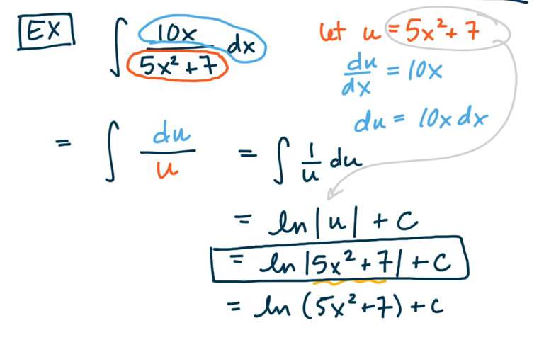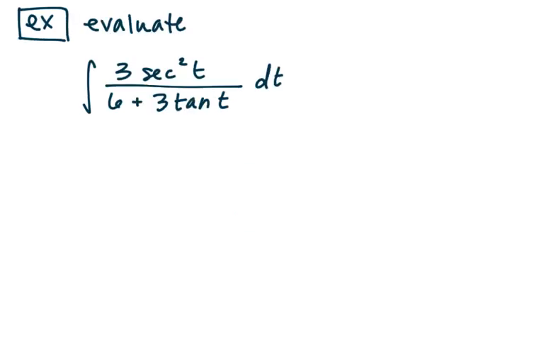Let's do one more expression with an integral that will turn out to have a logarithm as the solution. So here we have another integral to evaluate. It's the integral of 3 secant squared t divided by the quantity 6 plus 3 tangent t dt.